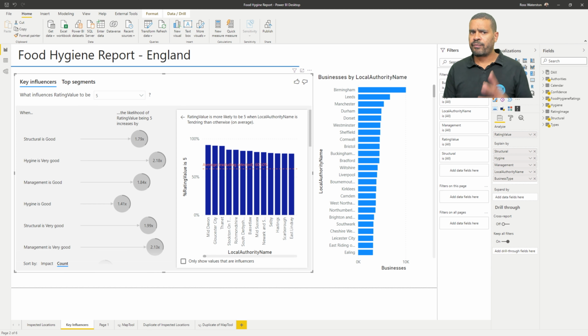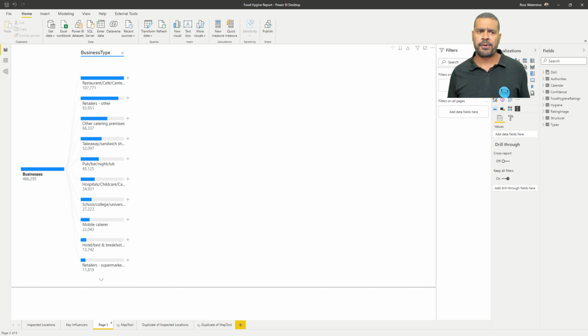Again, these are important ways to view your data. The last one I want to show you is a little bit different. When we come in here, it's the decomposition tree. What we've got here is all the businesses, 486,000 businesses. But how is that broken down? We just sorted this by business type initially.